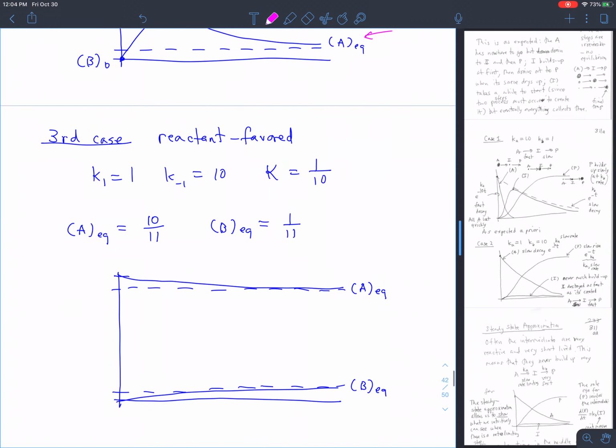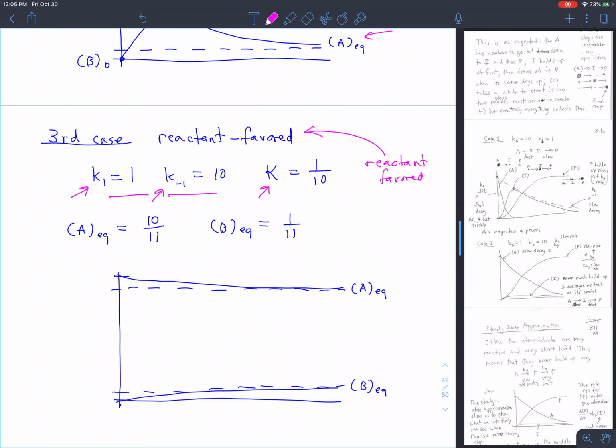And finally, let's take the third case, the opposite case. Let's suppose K1 is 1 and K minus 1 is 10. Now the equilibrium constant is only 1/10, right? The ratio of these two is only 1/10. So this is a reactant-favored reaction, and the equilibrium constant is less than 1. The delta G0 will be greater than 0.